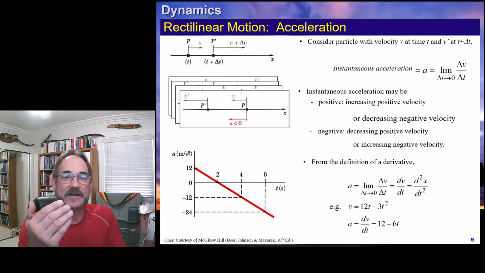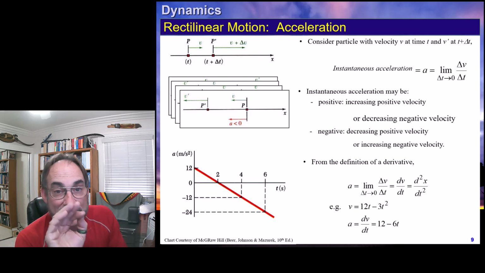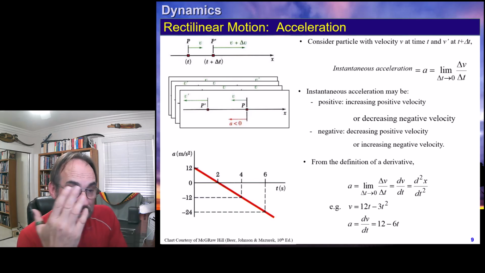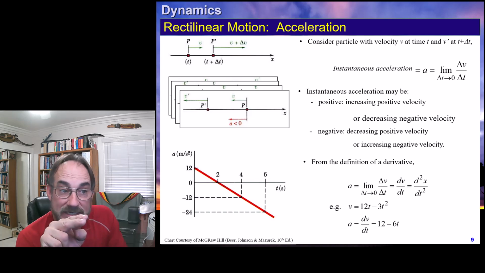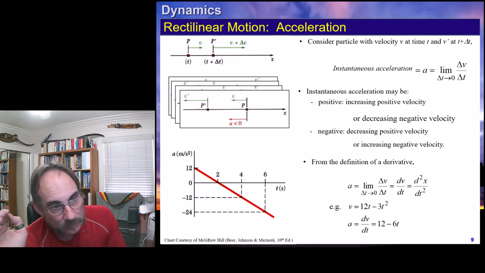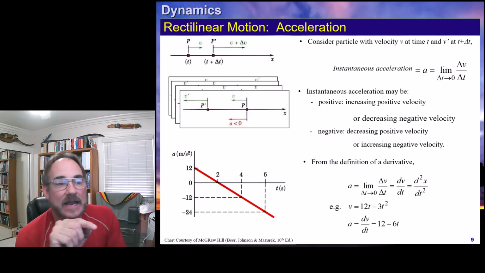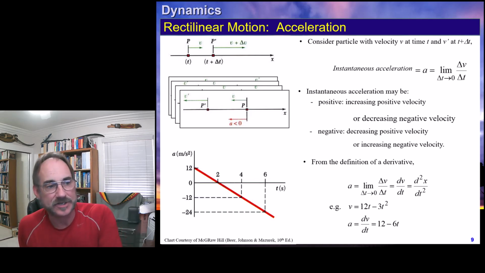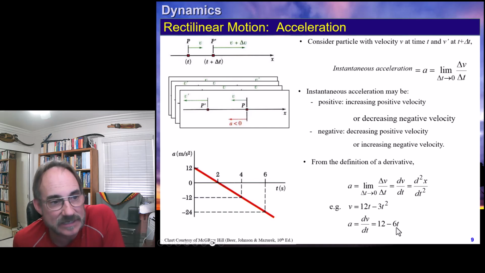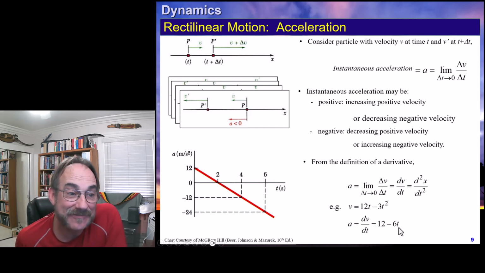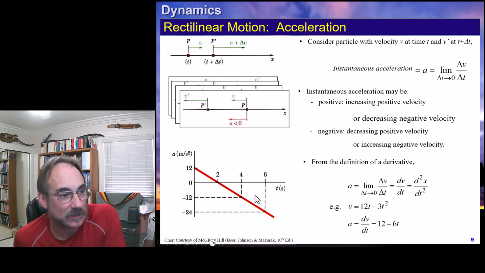Okay? So once again, from the definition of a derivative, we can just take the derivative of dv dt, and that gives us acceleration. For example, we go back to our last example. If velocity is just 12t minus 3t squared, all we have to do now is take the derivative of that, and we're going to get that instantaneous acceleration. Or actually, the equation of that acceleration, we can plug in any value of t, and we will get the acceleration at that particular point in time.